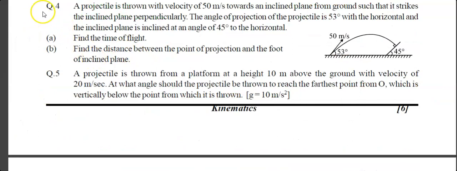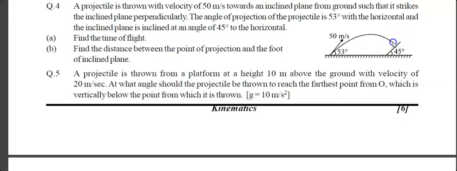Now there's question number 4, about which we are going to take some hint and solution. So it's a projectile. The velocity of projection is given to you. The angle of projection is given to you. It strikes at 90 degrees. That's a crux point. So how can we use this? I'm going to explain that part.